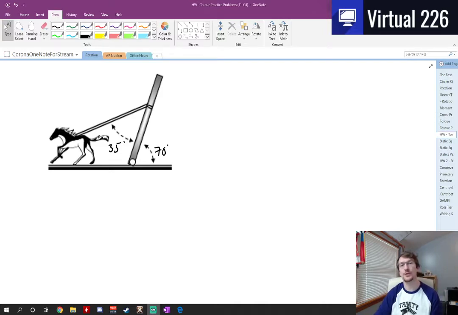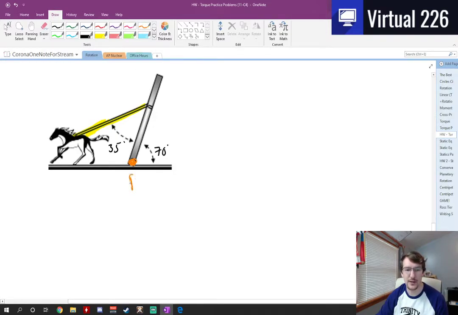Okay, we're looking at torque practice problem number 3 here. This is the one with the horse. And for part A, we are trying to figure out the torque that is being produced by the pulling force of the horse. So that's this yellow line right here. What's that pulling force? So if we take a look at this, there's some things we can identify.